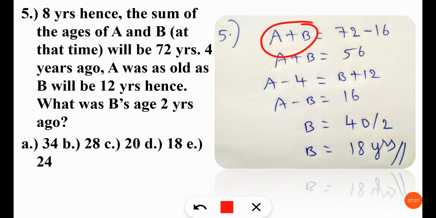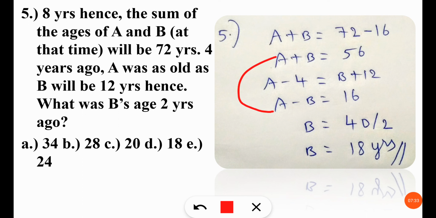The sum of their ages after 8 years was given as 72. In order to find the present age, we have to deduct 16 years out of 72. So 72 minus 16 equal to 56. A minus 4 equal to B plus 12. This is the condition given in the question.